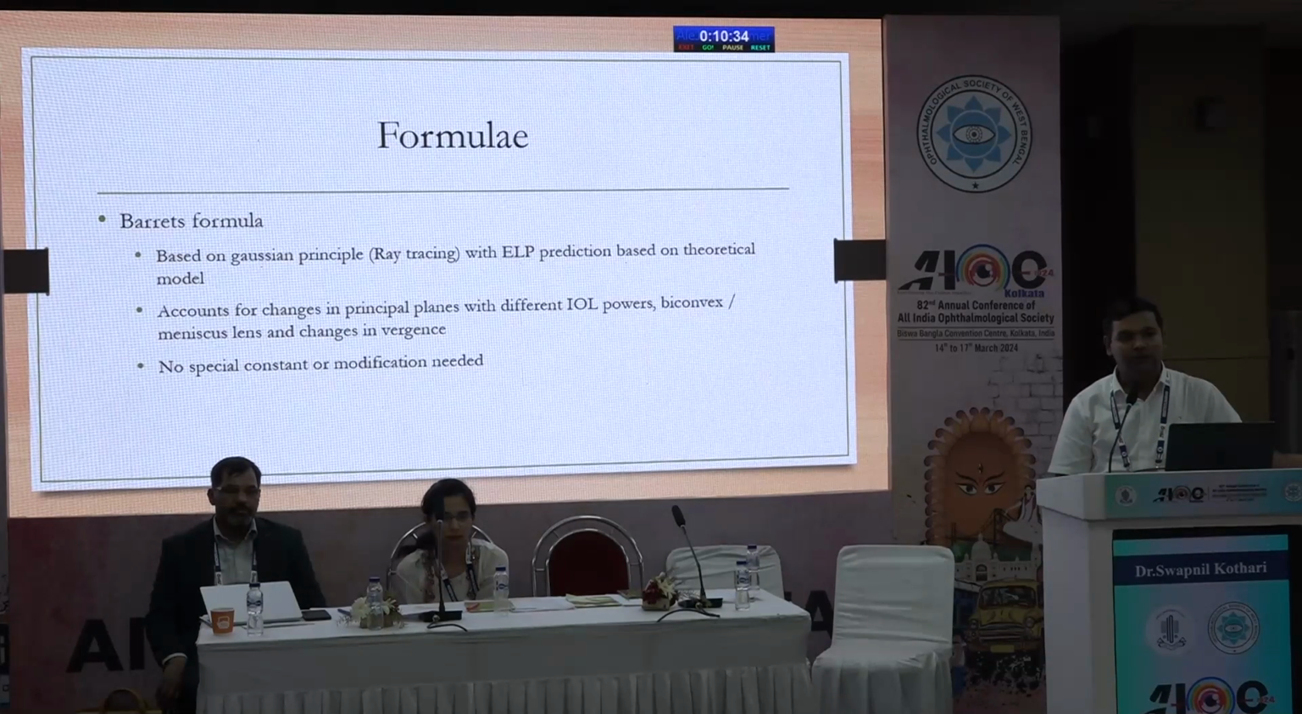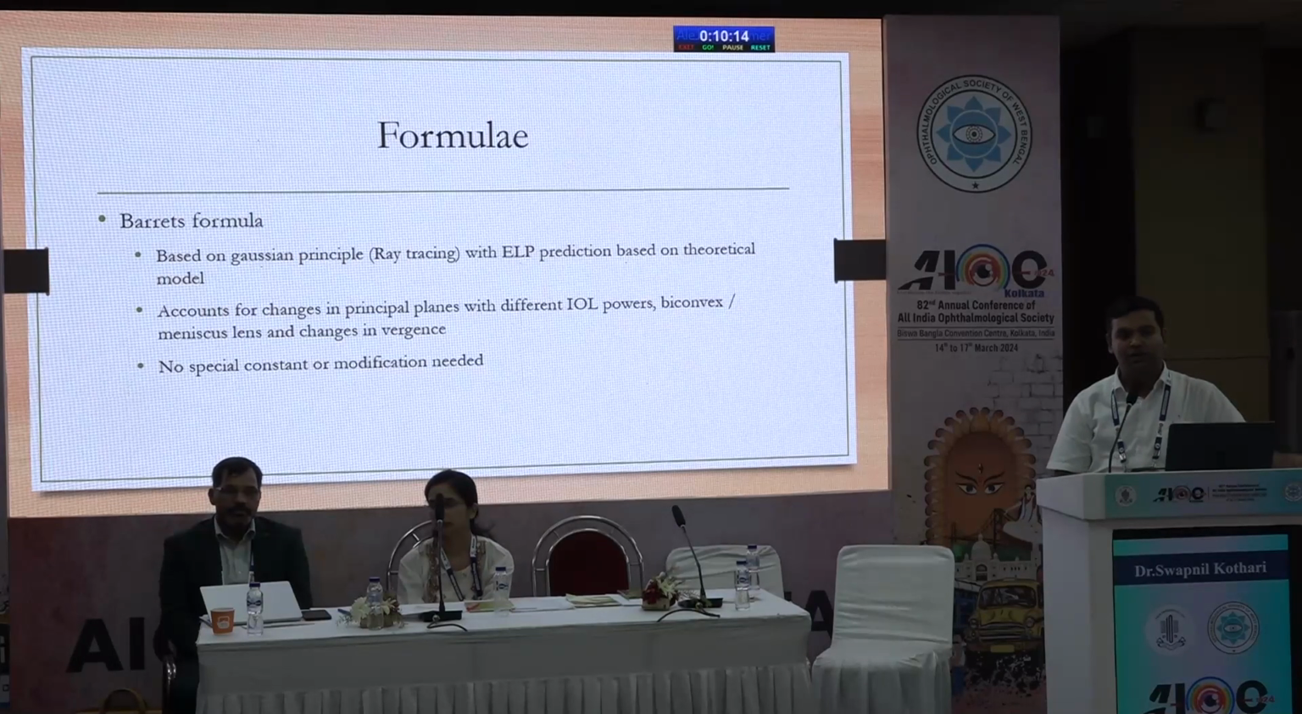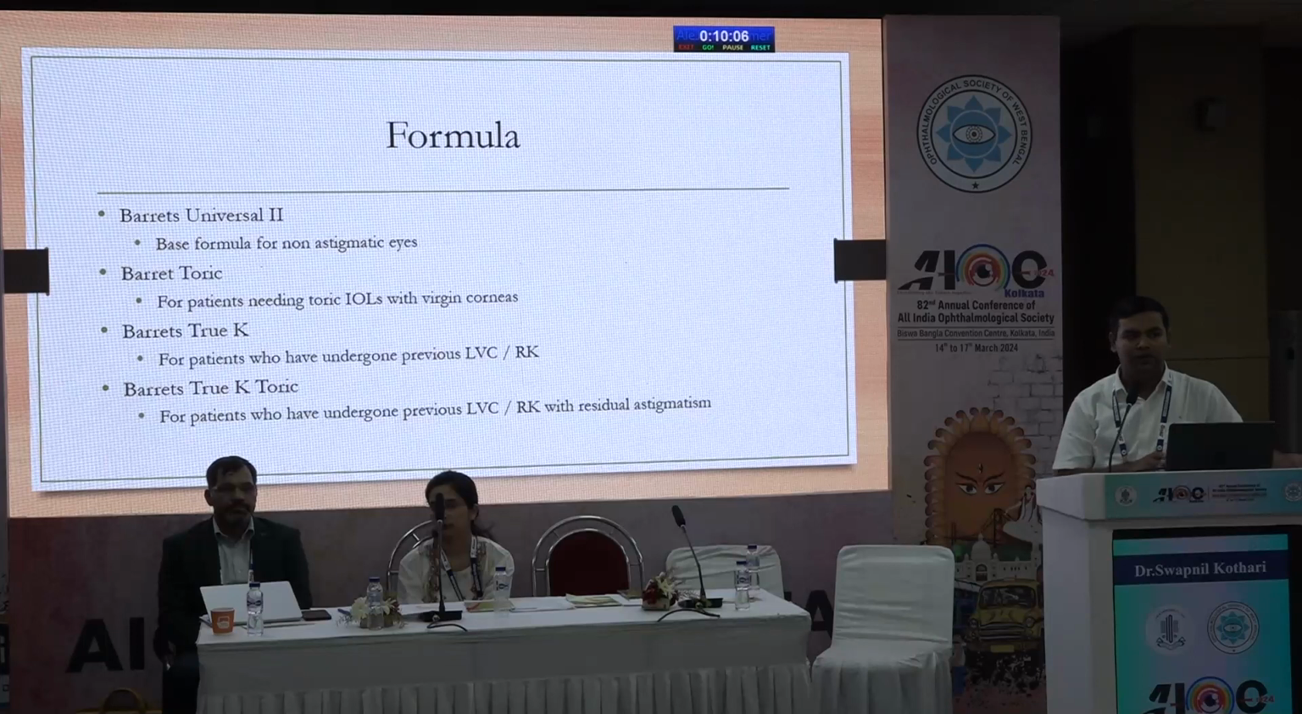Coming to formulae, Barrett's formula is the one which is most commonly used. It's a formula which is based on the Gaussian principle of ray tracing, and the ELP prediction is based on a theoretical model. It accounts for changes in the principal plane with different IOL powers, different IOL types in terms of biconvex or meniscus, and also any change in the vergence. And it requires no special constants or modification to the formula depending on what type of IOL you are using. There are 4 types of Barrett which are available: Barrett toric, Barrett True-K, and Barrett True-K toric are the most important when it comes to our talk right now. Dr. Bhageshi will be covering that.